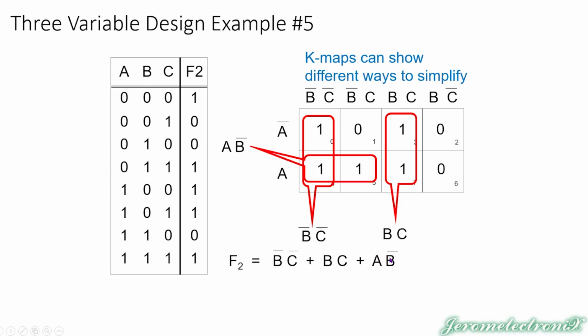Alternatively, we could implicate this side, and that would, of course, be A we keep, B goes away, and C we keep. But we don't want to put a fourth term on this equation because that makes it less simplified. What we can do is make another equation where everything is the same, except in this case we don't do the A not B, we do the AC.